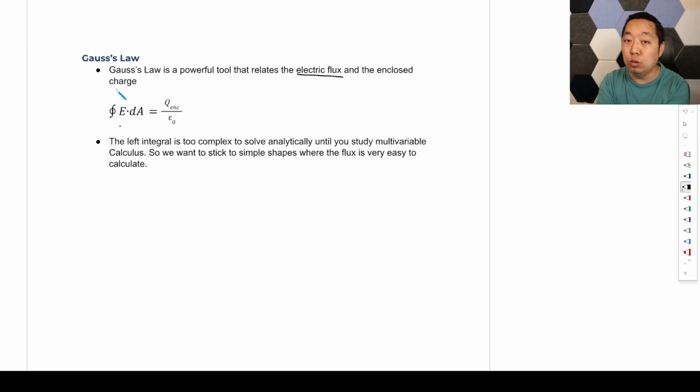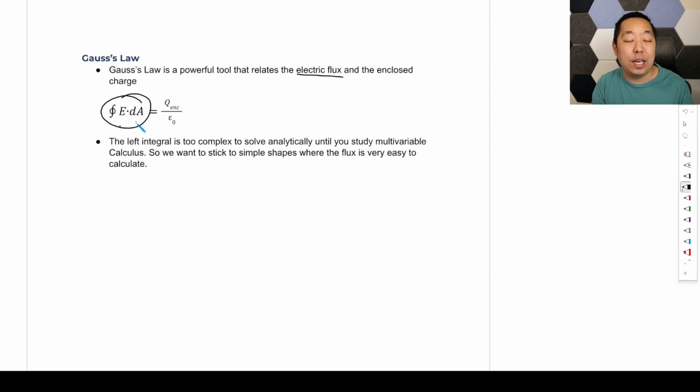Think of it like a balloon, or a solid cylinder, but it needs to enclose a volume. And then we're talking about the flux over the surface of that volume. The charge enclosed is just like we talked about. We're going to create a surface, calculate the flux that's exiting or entering that surface, and then look at the enclosed charge. And in principle, this left integral in general is too complicated for us to solve analytically.